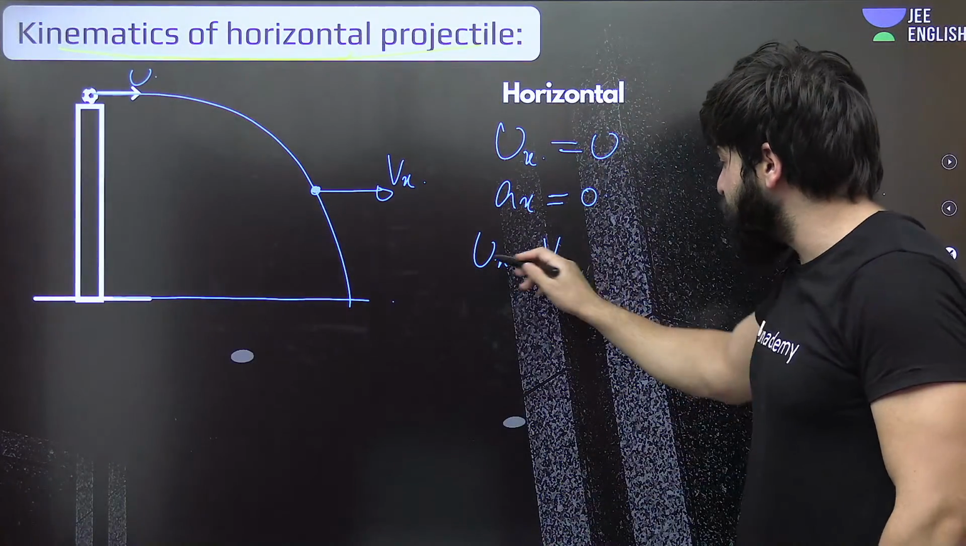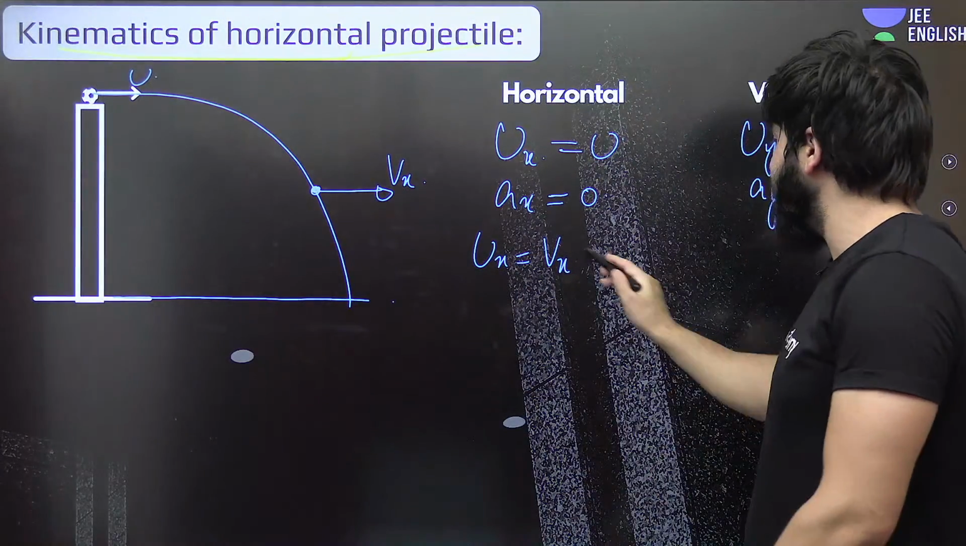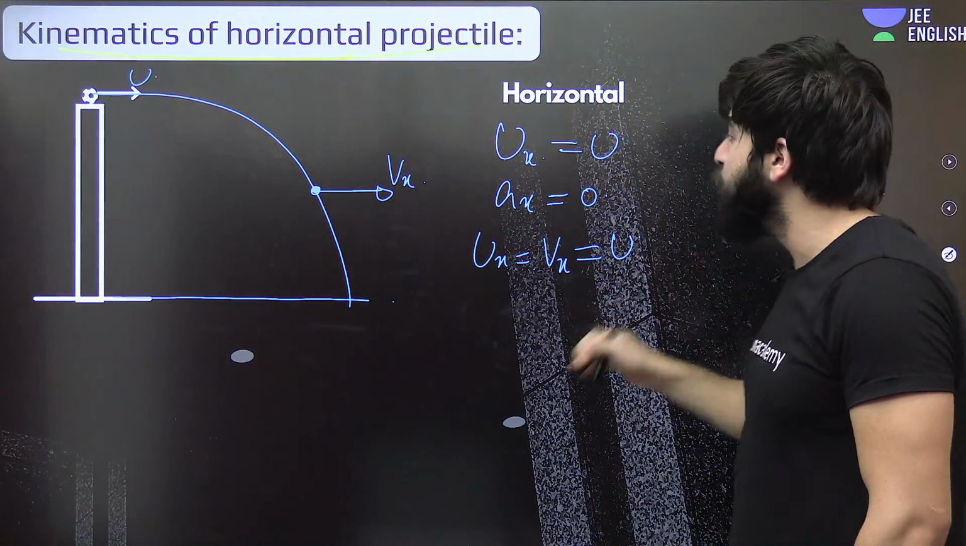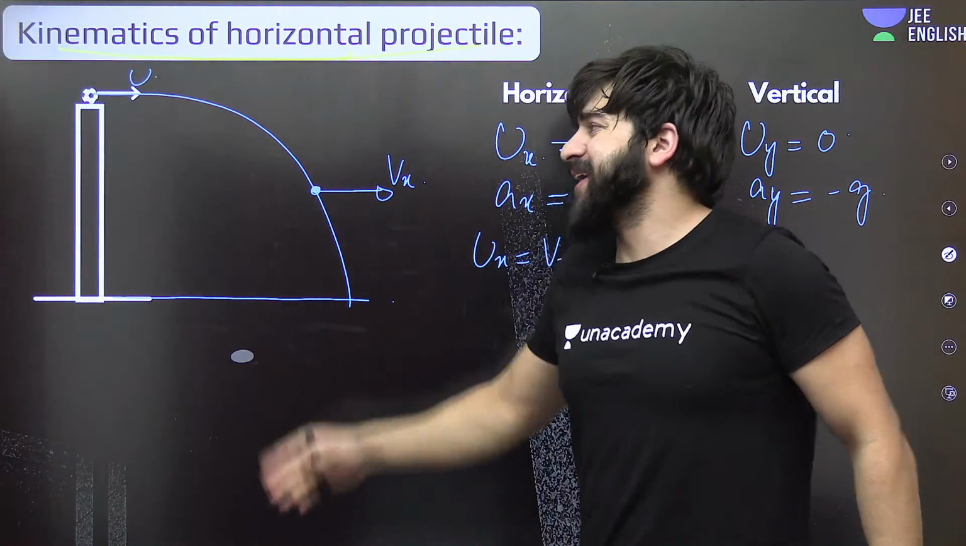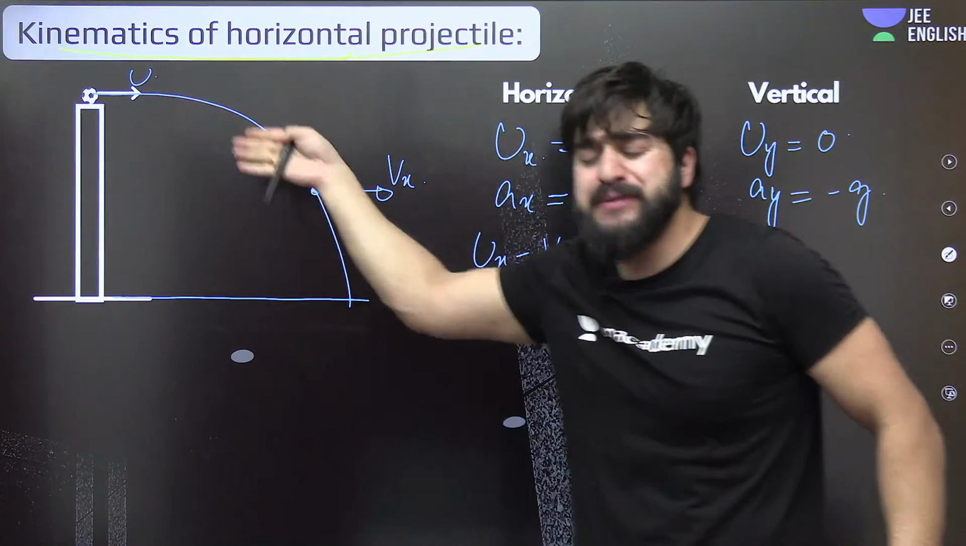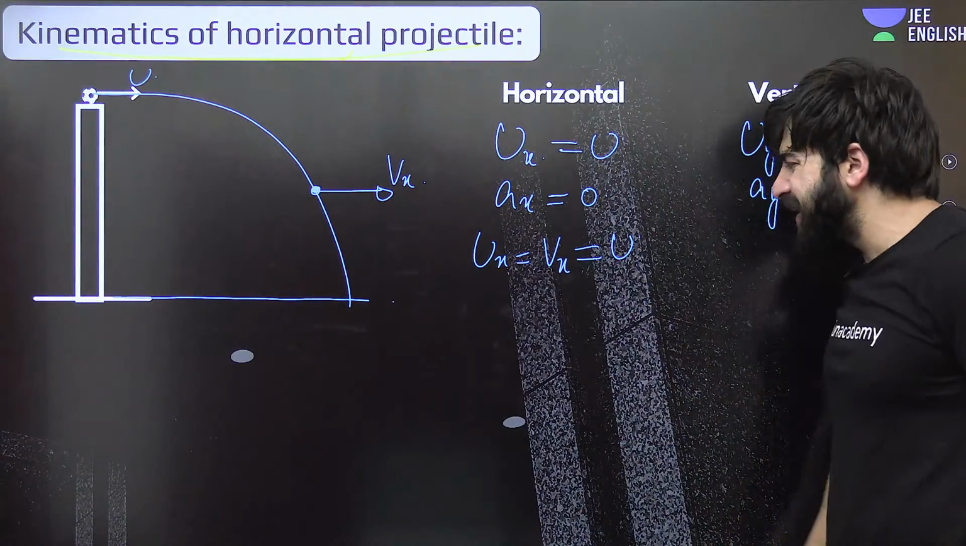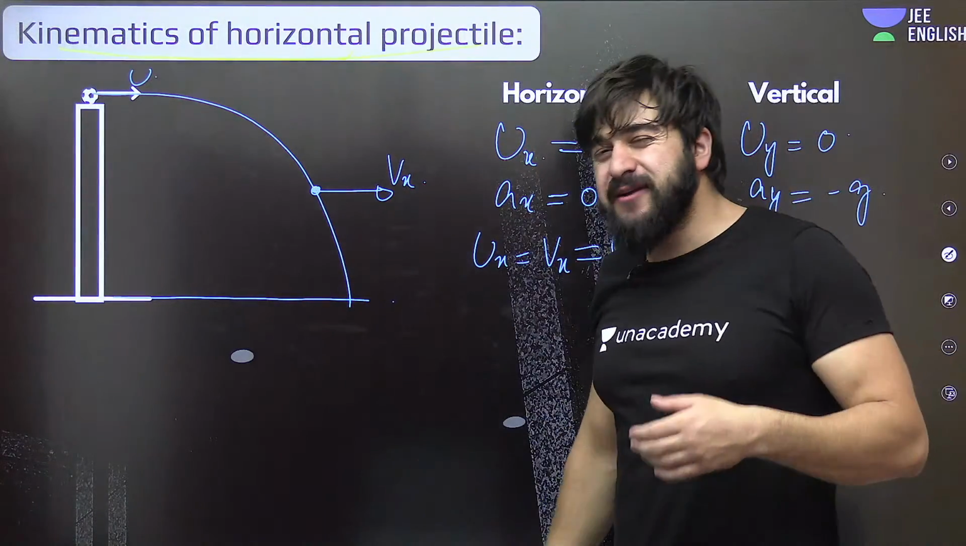So that will be nothing but ux will be equal to vx, and it will be only that u. So over here it will also be u, 10 meter per second. If this u is 10 meter per second, then this is also 10 meter per second. Clear? Now you'll ask for proof.